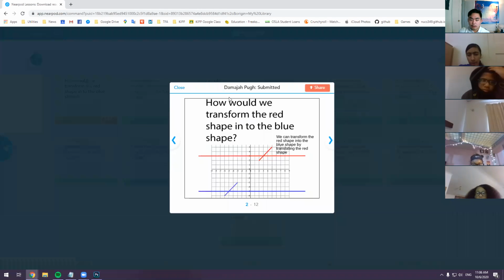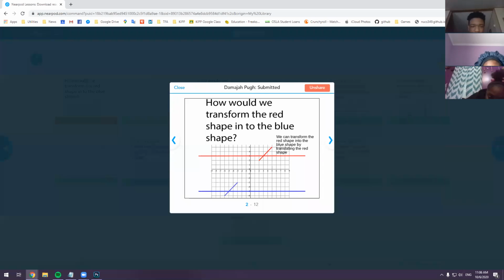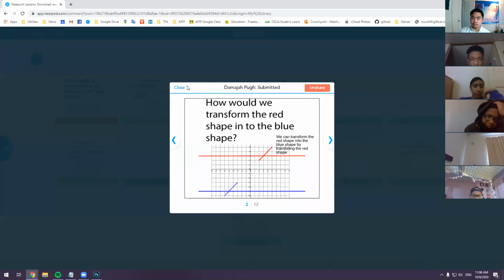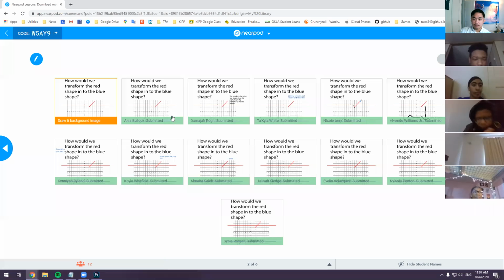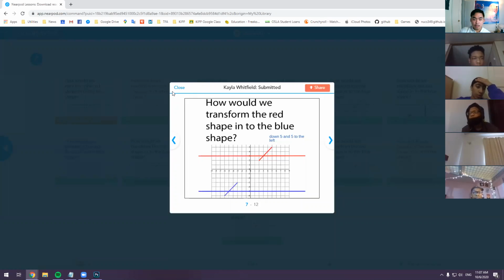Okay, let's hear from Damaja this fine morning. What is your answer for us? I said we could transform the red shape into the blue shape by using translation. Exactly. Yep. And how exactly would you translate it? First, we gotta move it from the top of the graph to the bottom, and then move it like a couple of spaces to the left, like 5 or 6 to the left. Yeah, exactly. Very nice.